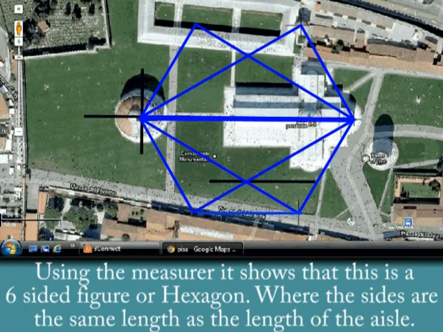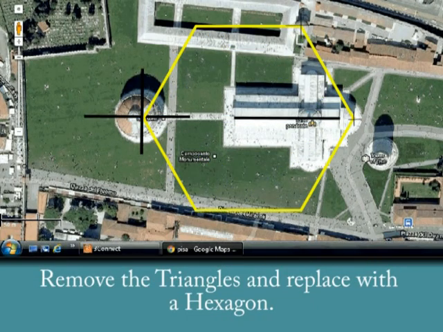Using the measure, it shows that this is a 6-sided figure or hexagon, where the sides are the same length as the length of the aisle. Remove the triangle and replace with a hexagon.